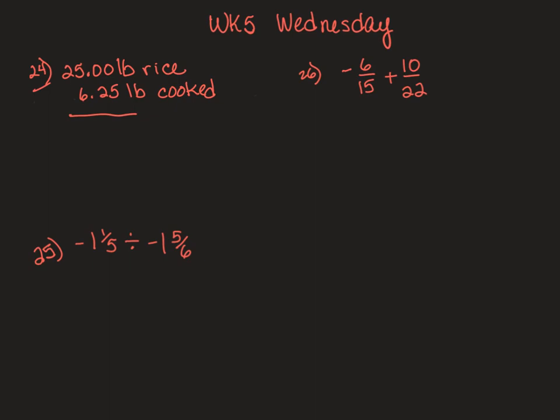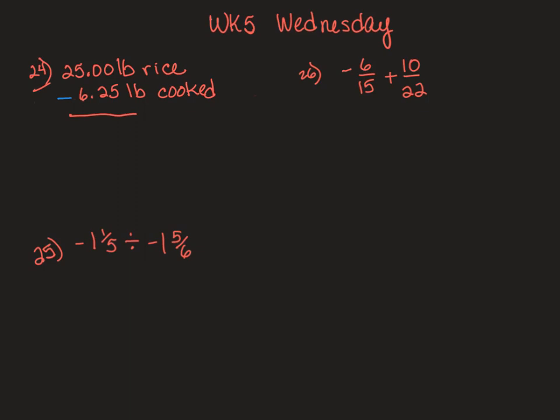Here we go. So we're on Wednesday's homework, problem 24. We have Vincent who's cooking. He's got a 25-pound bag of rice, and he cooks 6.25 pounds out of that 25-pound bag. Okay, so if I'm cooking that, I must be taking that away. So I'm going to be subtracting.